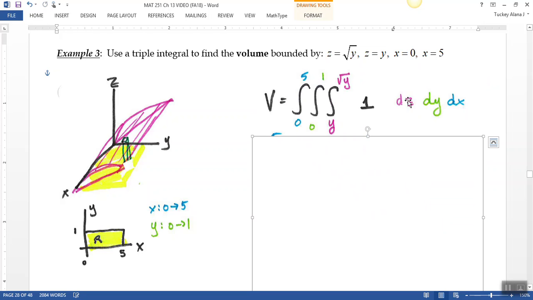So I'm going to do z first, because z is where I have my two functions. I have my lower function, which is y, and then my higher function, which is the square root of y.